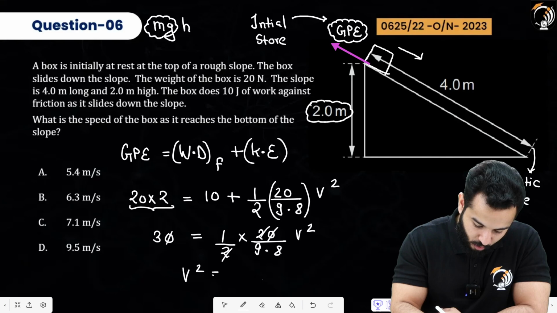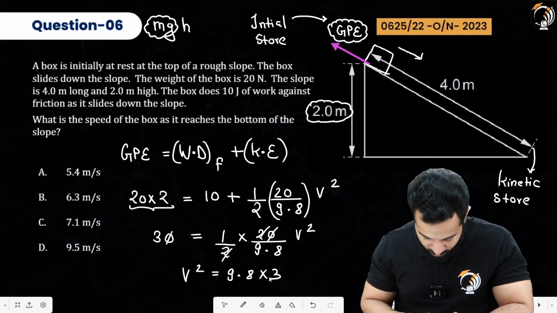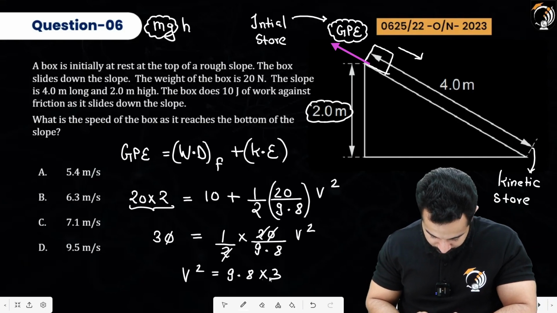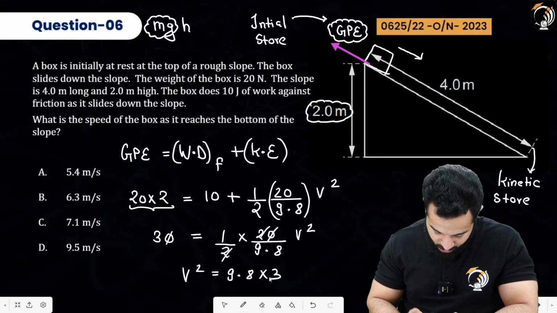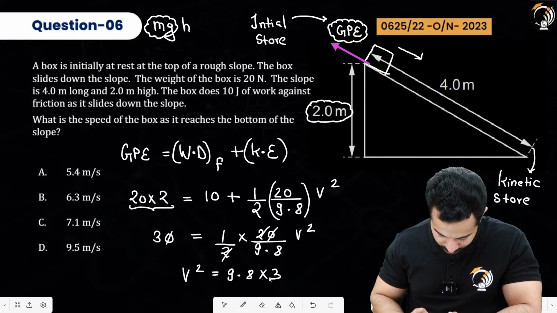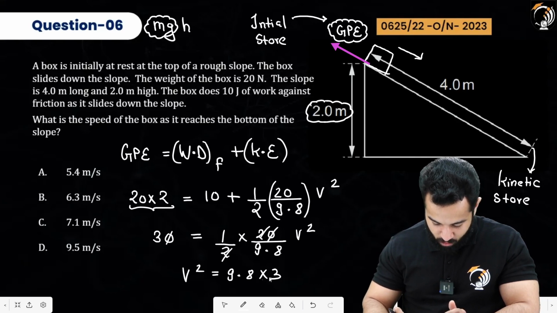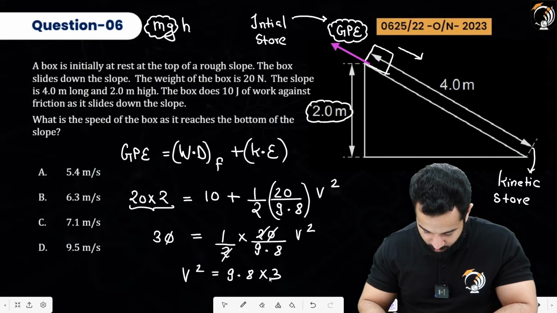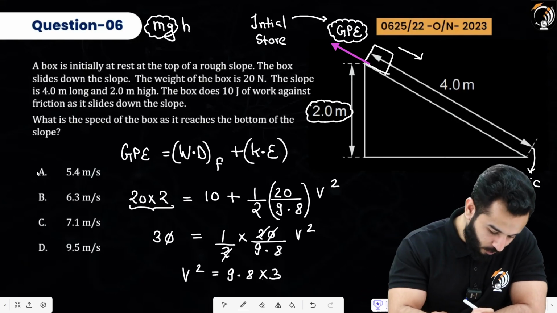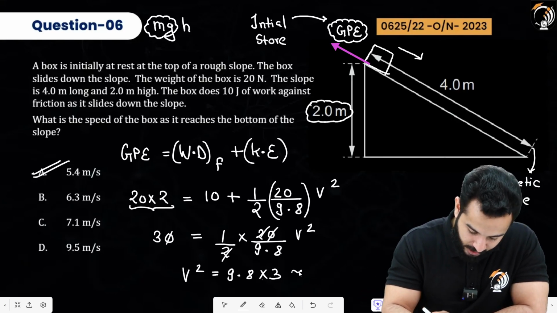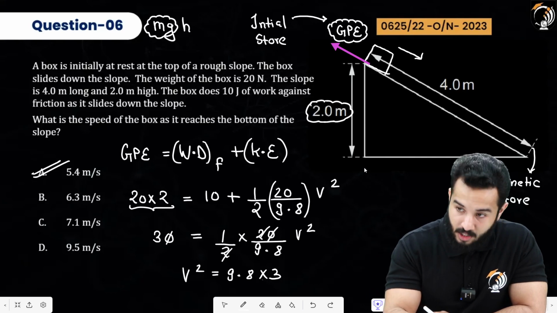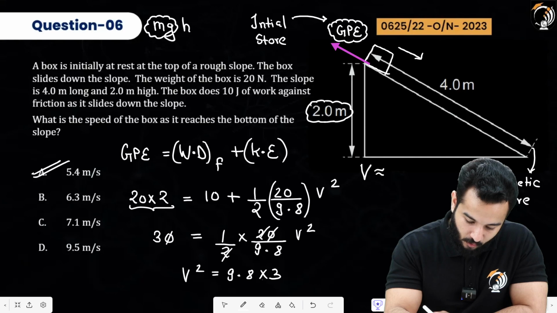So v square is going to be 9.8 times 3, and we can obviously use our calculator to find this, because a calculator is going to be allowed in these papers. So 9.8 times 3 is going to be 29.4. So v is going to be a little greater than 5, that's 5.4. So v is coming out to be 5.4 meter per second.